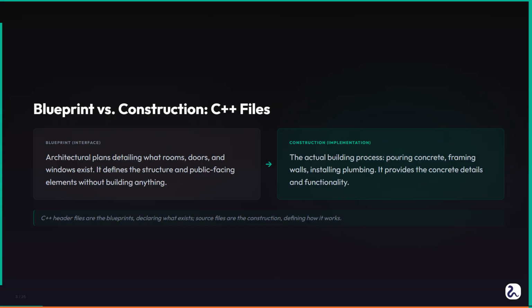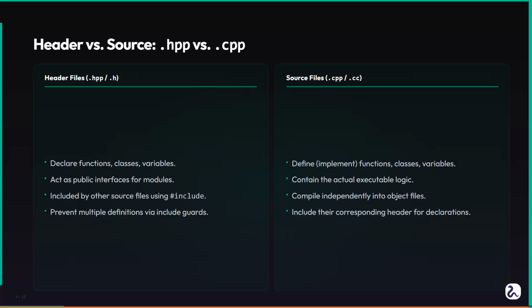C++ uses this exact same separation for your code. On the left, you have the blueprint, the design, the what. This is your header file. It declares what functions exist, what classes are available, and what variables you can use. It's the contract. On the right, you have the actual house, the how. This is your source file. It contains the concrete instructions, the actual function bodies, and the detailed logic.